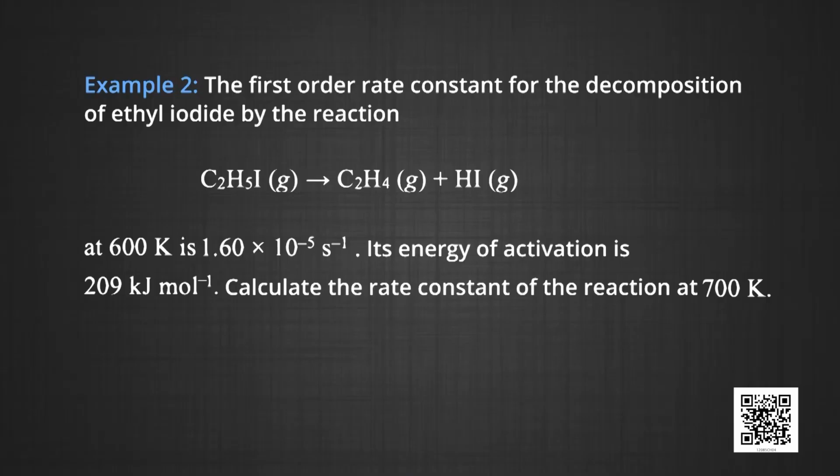I am taking another numerical problem based on the same Arrhenius equation. The first order rate constant for the decomposition of ethyl iodide, C2H5I in the gaseous state gives ethene C2H4 plus hydrogen iodide in the gaseous state, at 600 Kelvin is 1.60 into 10 raised to power minus 5 per second. Its energy of activation is 209 kilojoules per mole. Calculate the rate constant of the reaction at 700 Kelvin.